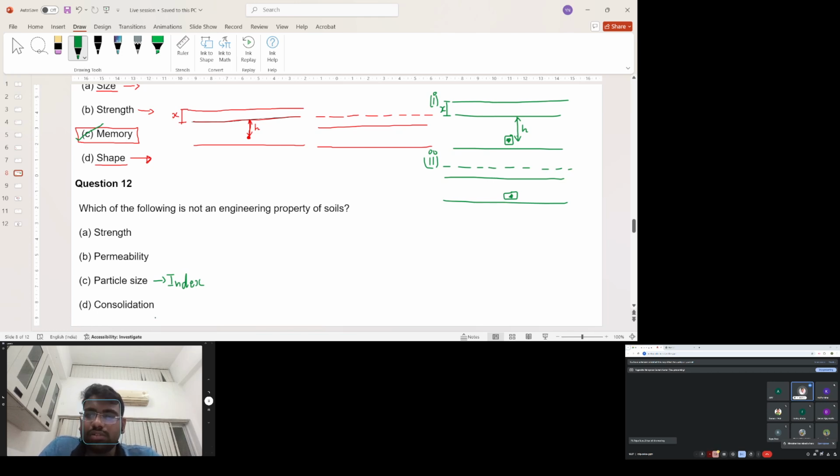And consolidation is also an engineering property, which is a time dependent phenomenon which alters the strength properties of the soils, or alters the thickness or voids, several aspects. It is a time dependent phenomenon. Over a period of time it will occur, not immediately. It will take a lot of time. So that is the question here.